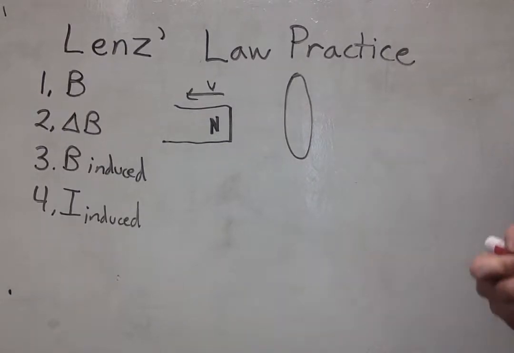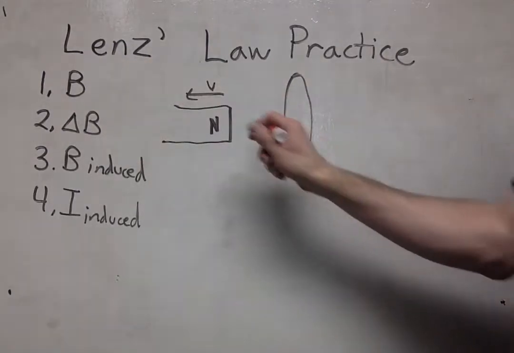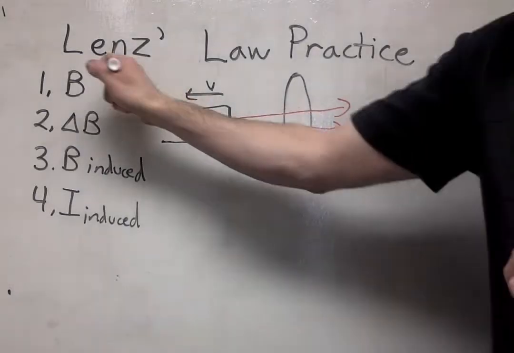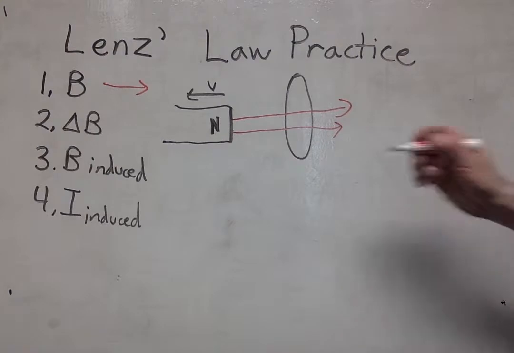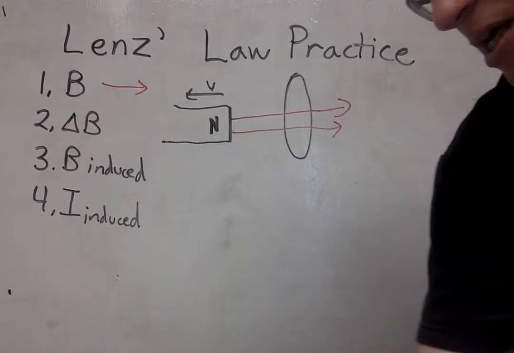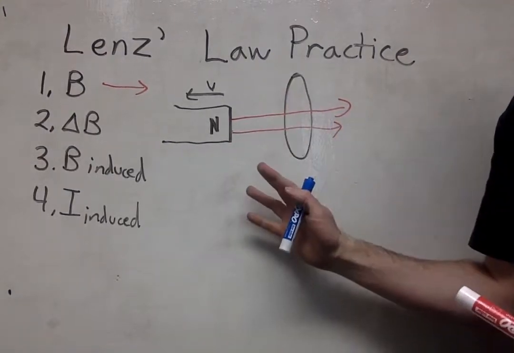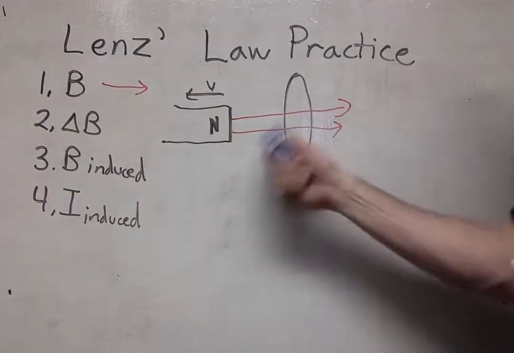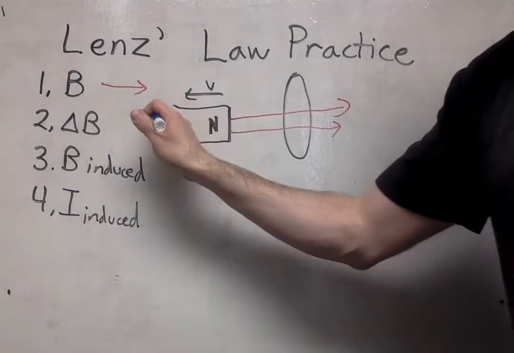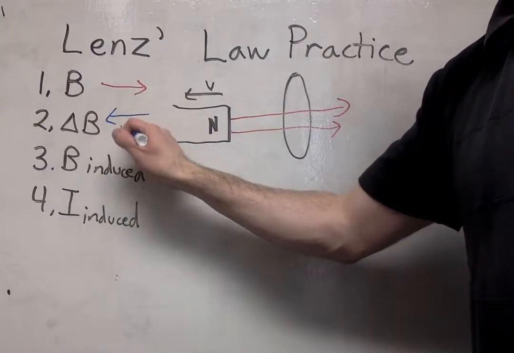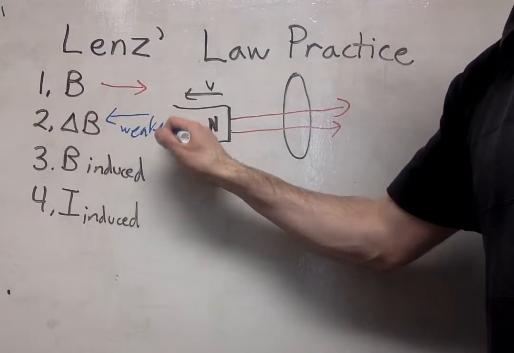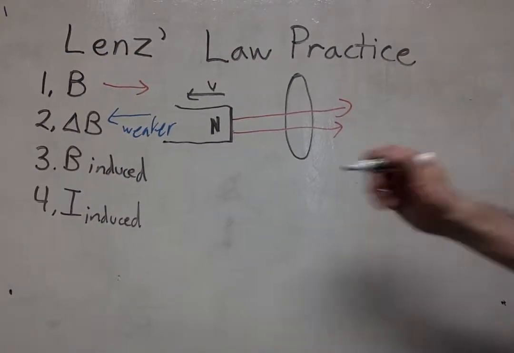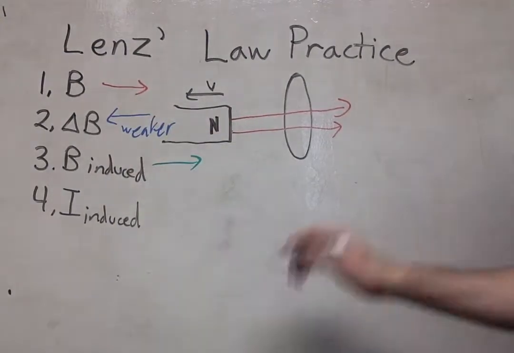First, B. The magnetic field is coming out of the north pole of the magnet, so B is to the right. Second, the change in B. Is this getting weaker or stronger? The magnet is traveling away, so the magnetic field is going away. It's getting weaker. Because it's getting weaker, it points left.